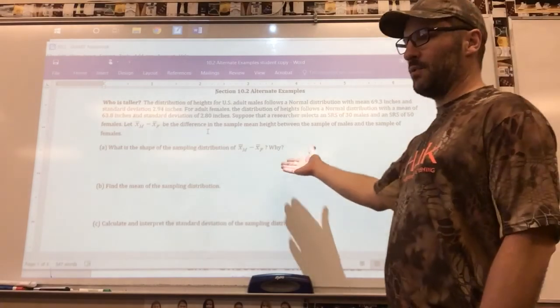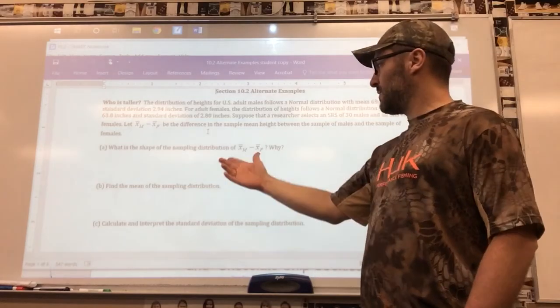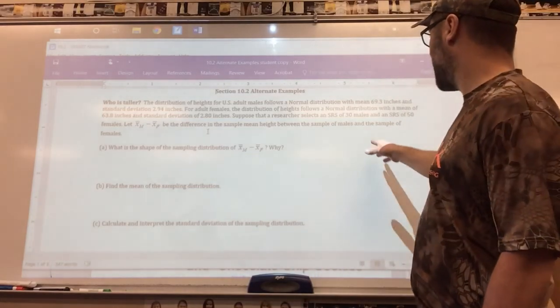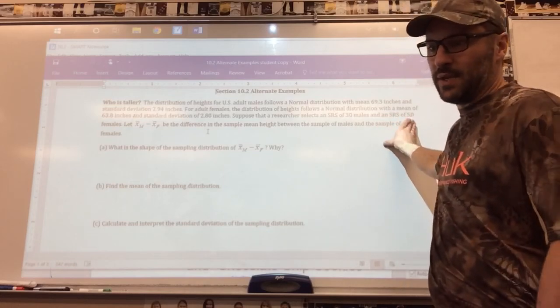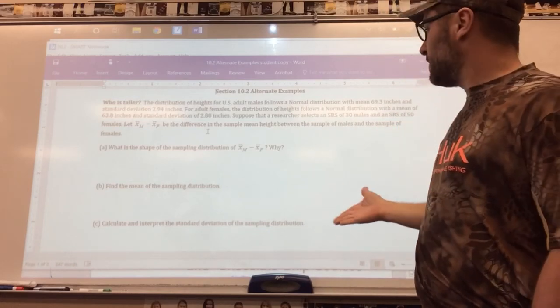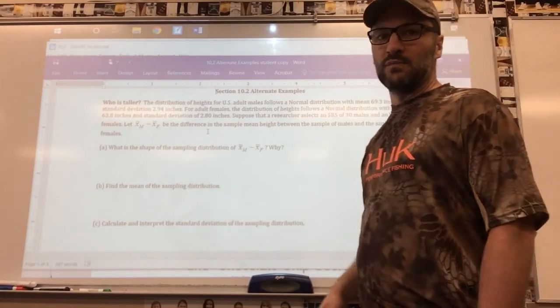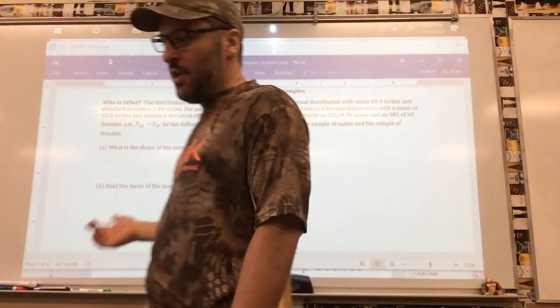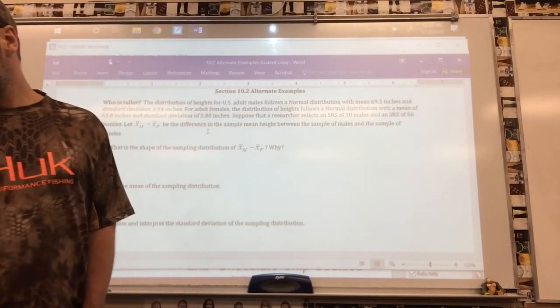Well, the shape is going to be normal, so you can write it's normal. And I can give two reasons. Both samples are greater than or equal to 30. That's one reason, so we could write that down. And reason number two is because both populations are normal. So I would put both. Both populations are normal, and it fits the rule.